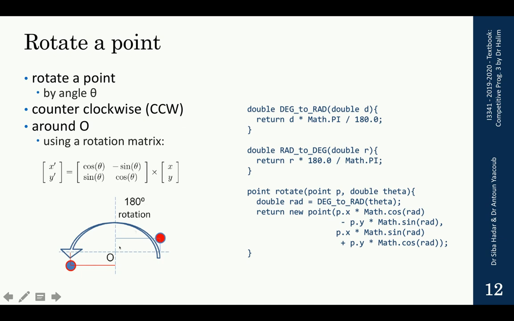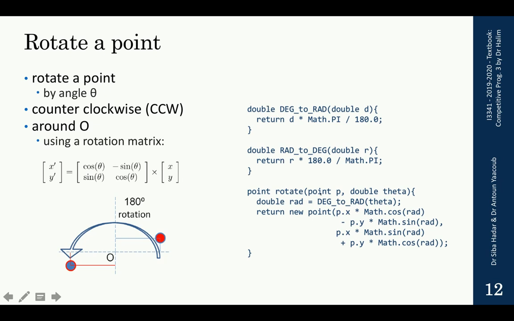So around the origin O, you give a theta angle and you say, I want to rotate this point by a theta angle. How do you obtain the new abscissa of the new coordinates of the rotated point? You use the cosine, minus sine, sine, cosine matrix, and you multiply it with the vector of the original point coordinates. And here is our function rotate.